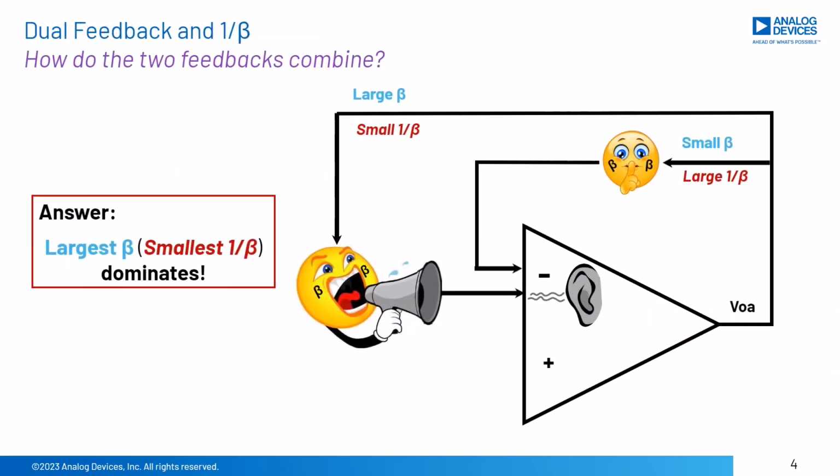Since the dual feedback dominant feedback path over frequency rule is so important, we will review it again. The op-amp inverting input can be viewed as an ear, listening to what is happening at VOA after it passes through the two beta feedback networks. Small beta is whispering in the ear and large beta is shouting in the ear. At any given frequency, the ear will only hear the loudest beta, or smallest 1/beta.